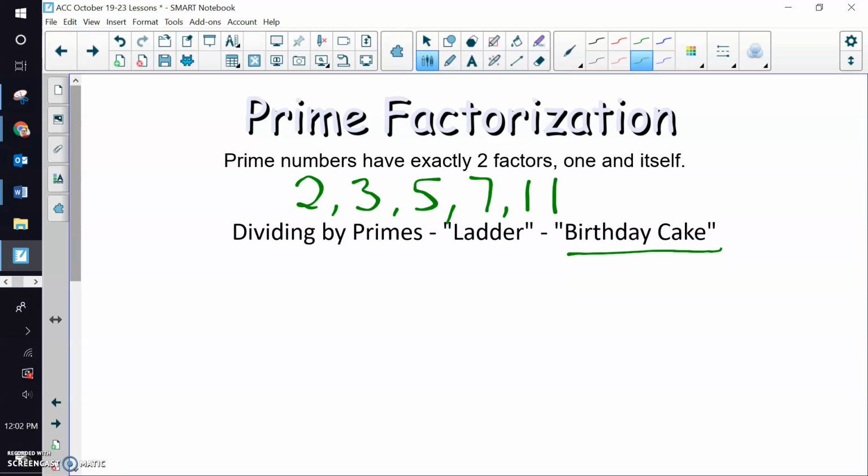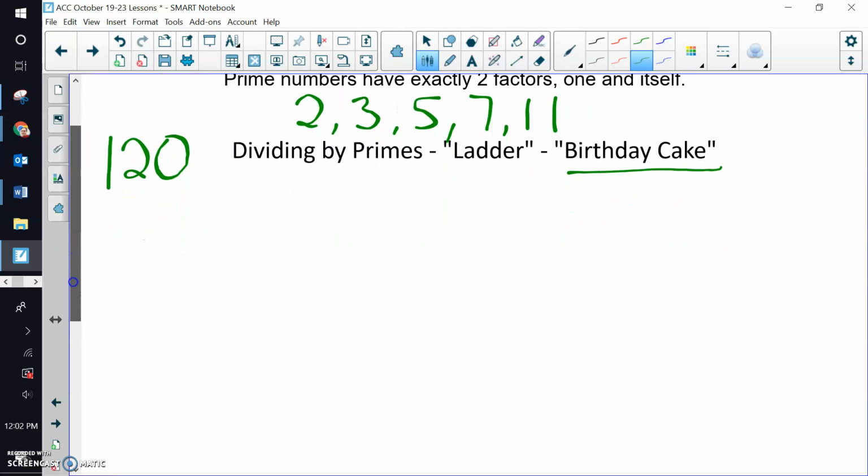Using this method, division by primes, boring. Birthday cake, yes, everybody loves birthday cake, so let's use that. Let's find the prime factorization of 120. Big number right there. And so let's do that using this method.